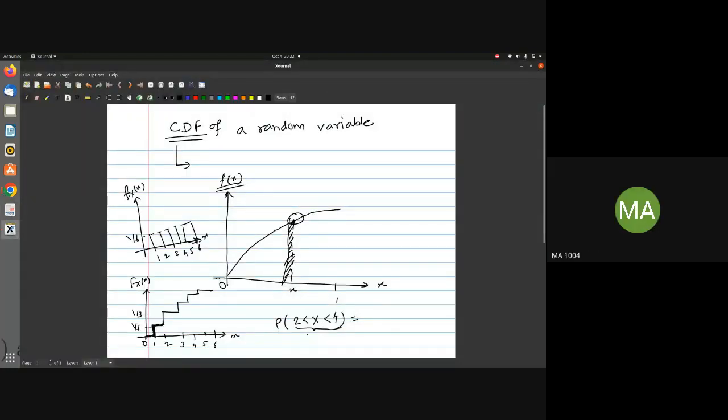Okay, can you tell me how to find this? What we have to find is the probability that x will take a value less than 4 and greater than 2, right? So in this case we can use F_X(4) minus F_X(2), and one more minus, the probability that X equals 4.